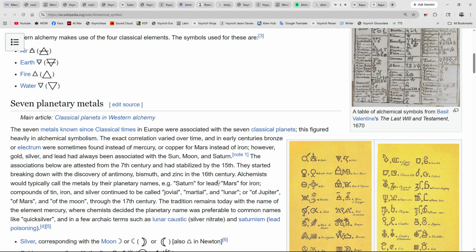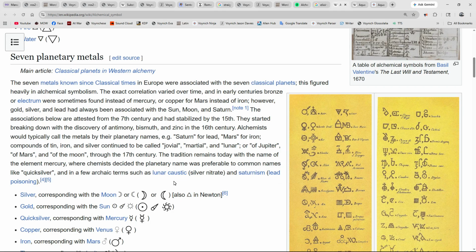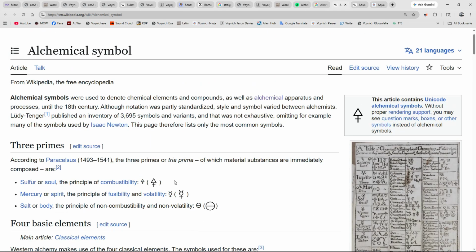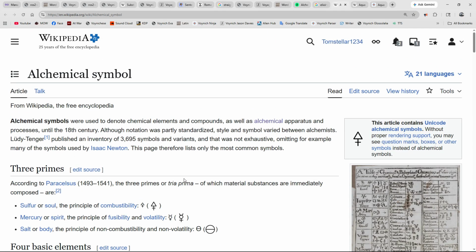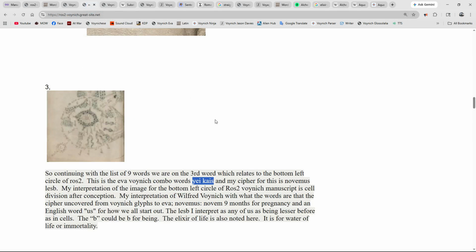16th century alchemists, 17th century. These alchemic symbols denote chemical compounds, alchemic apparatus, and processes until the 18th century. Most of these symbols are way past the early 15th century, though. So, through the 1400s. And so, moving on back to the Ros2, I think we've gone enough into the cell division.